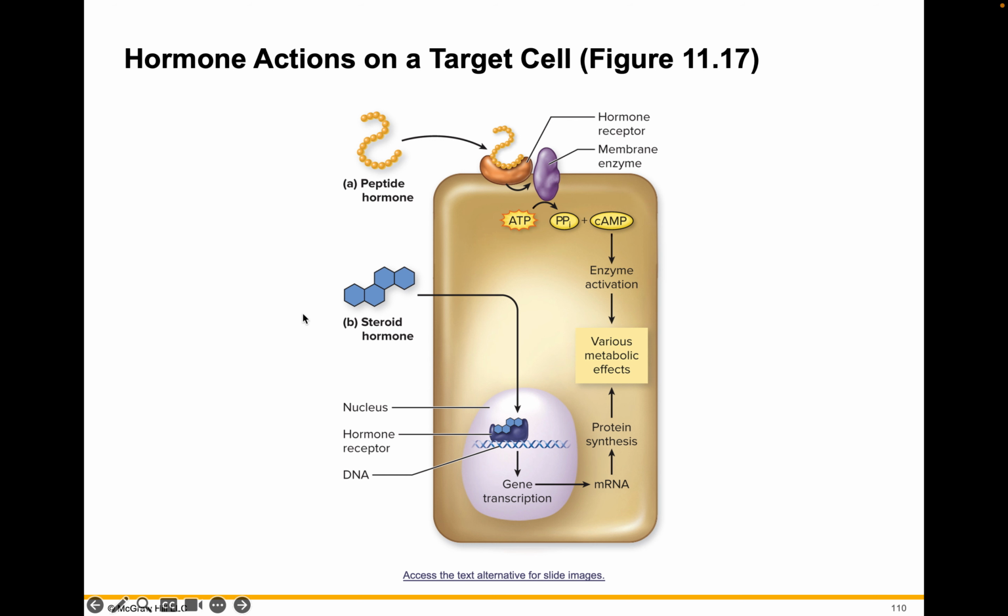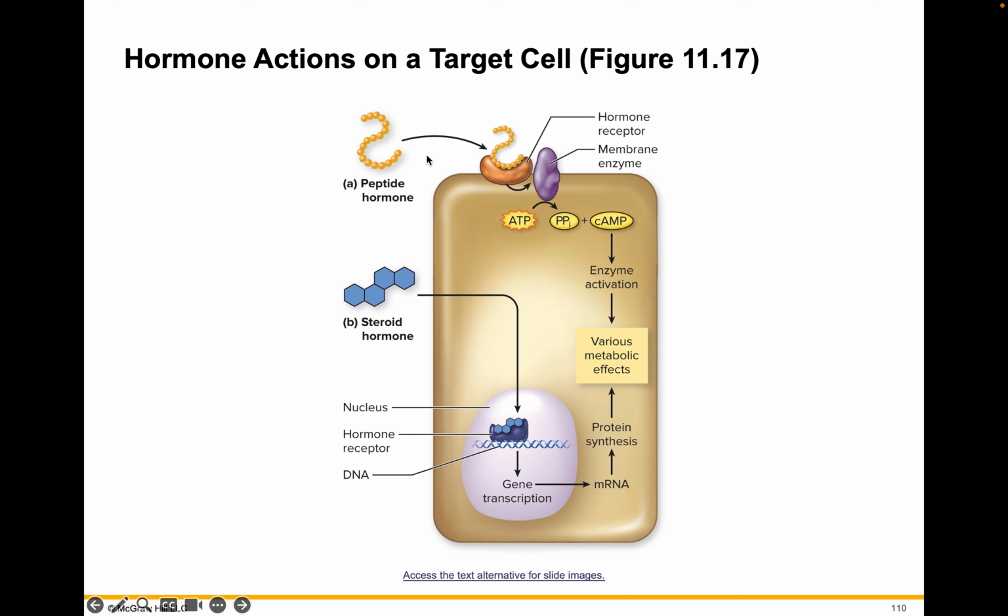Okay, so again, peptide hormones cannot pass through the cell membrane. They have to bind to hormone receptors on the surface of the cell. And when they do that, that activates the production of a second messenger, cyclic AMP, which can then activate enzymes inside of that cell, and those can have various effects within the cell.